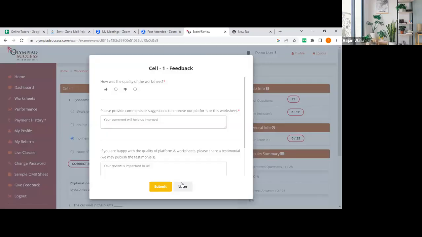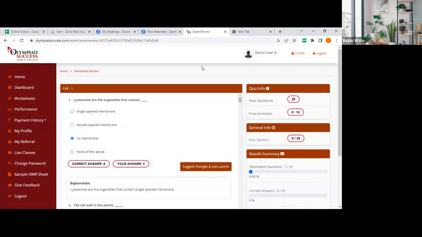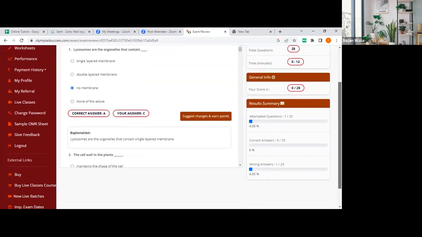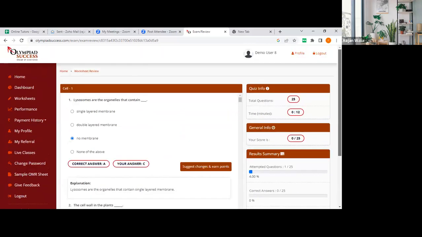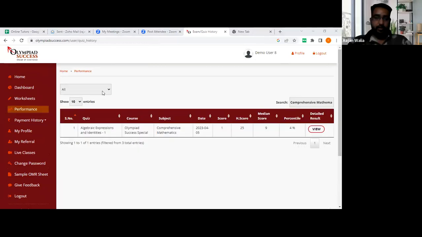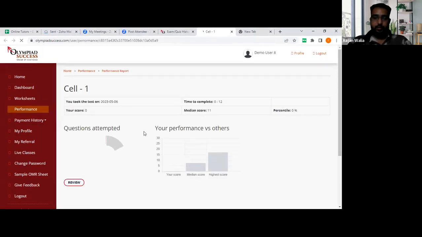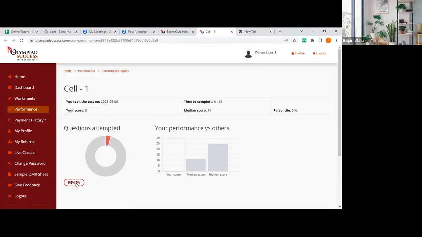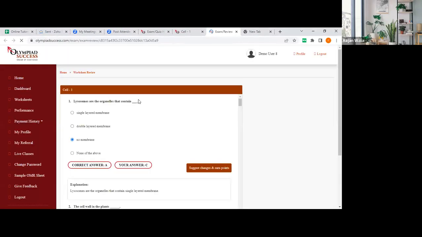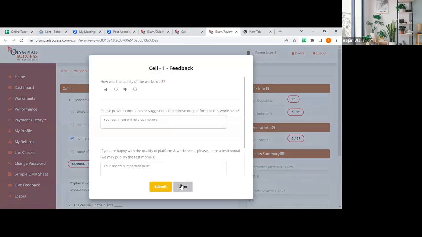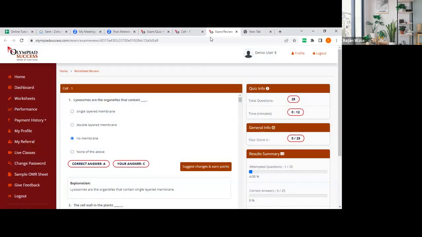Now this is the feedback form, in case anyone has any feedback. Once you submit it, you can see your score here: the total questions, time taken by you to attempt it, your score, attempted questions, correct answers, and wrong answers. Later on also, if you want to check your performance, you can check here in the performance tab. For each and every mock test that you attempt, you can check performance here. Just choose the topic and click on view. You get the analytics, like how many questions you attempted, how many are correct, how many are wrong, your average marks and everything. And here you can check the correct answer and the answer marked by you. So this is all about the dashboard.